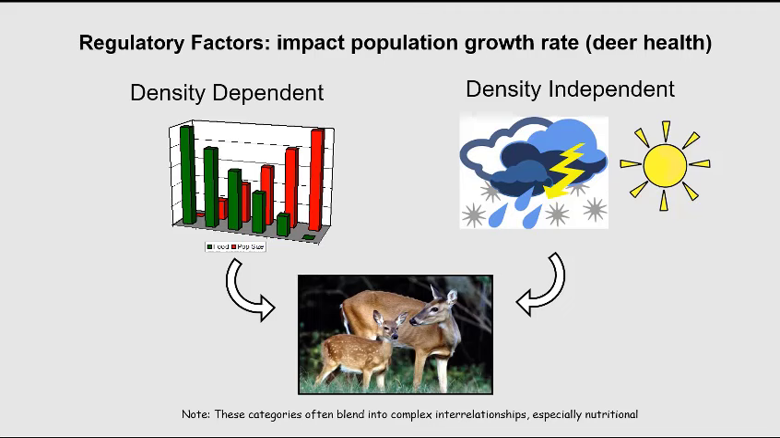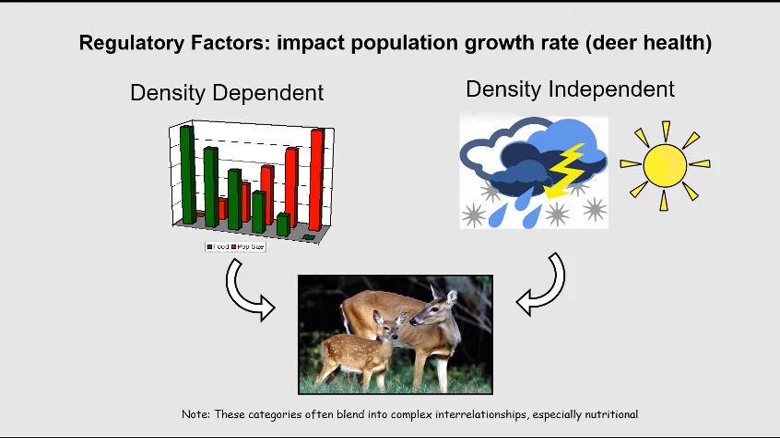Population regulatory factors can be categorized into two groups: the density dependent, where the population size directly impacts the food supply, which directly impacts the health, in turn impacting the reproductive success and the survival of animals.